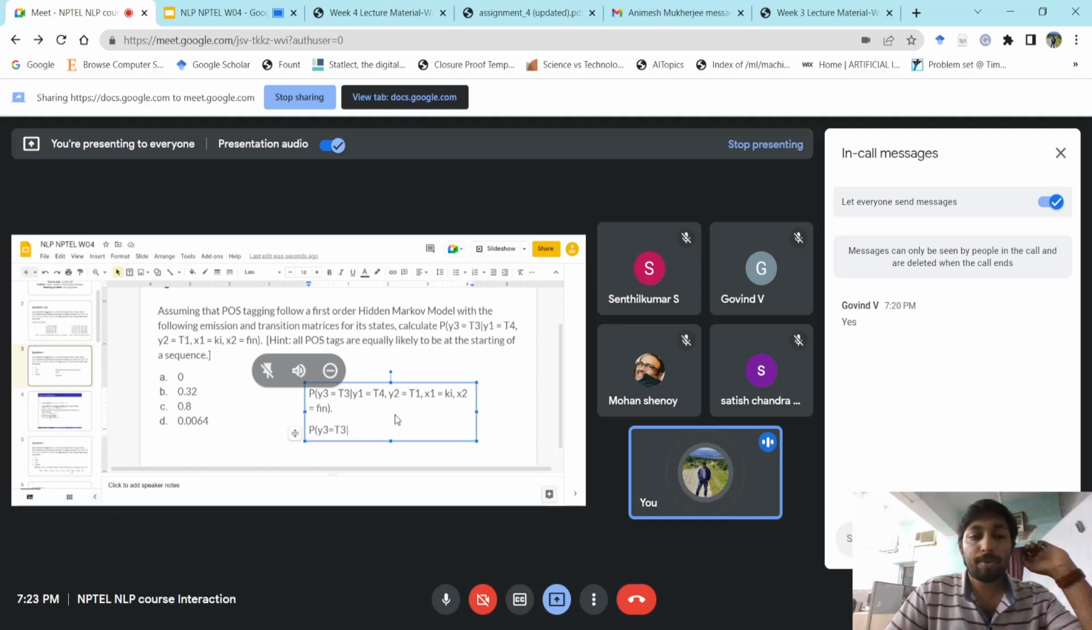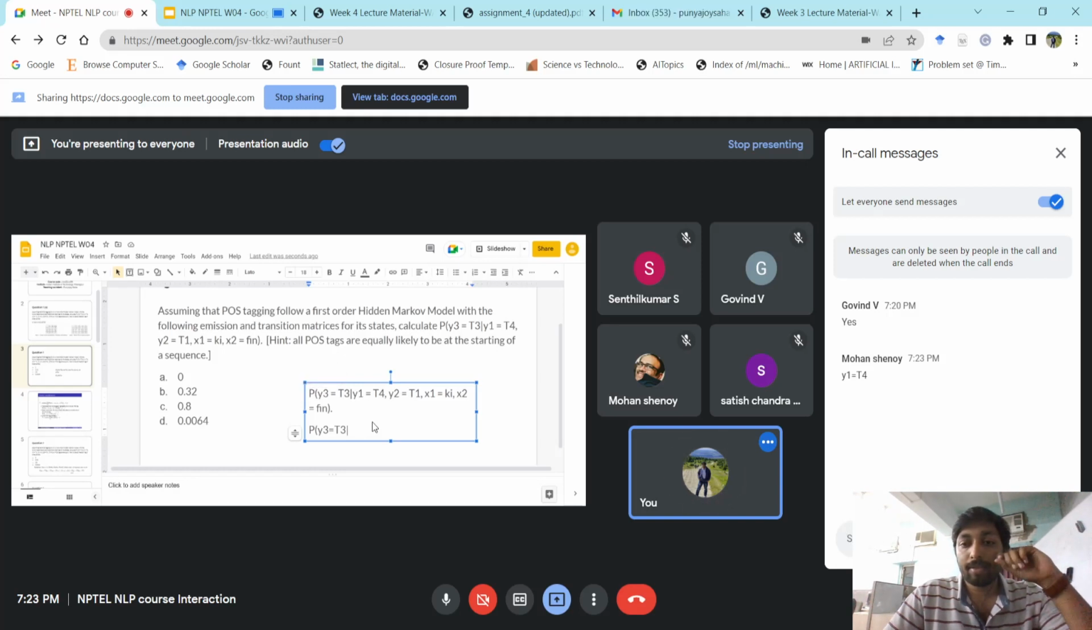So Y3 will depend on... we just now learned the form, the simplification of the theorem. So what will be the simplified formula for this? Y1 is the first one, right? So we have Y1, Y2, Y3. So Y3 will depend on Y2. Yeah, that is the correct answer.